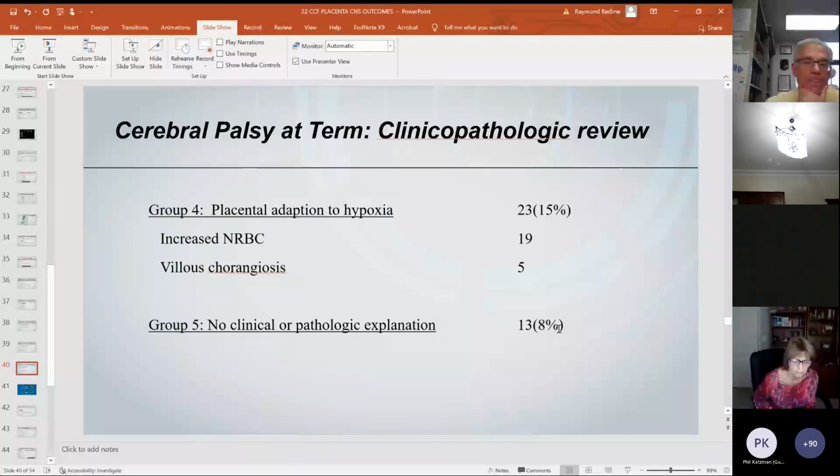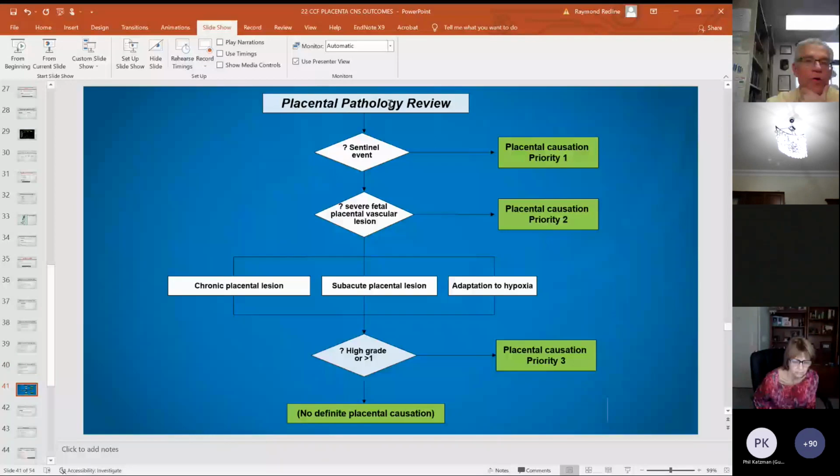And so we combine this into sort of an algorithm when we review placentas for medical, legal, or QA purposes. If we see a sentinel event, we consider that to be first priority for placental causation of injury. When we see a severe fetal placental lesion, that would be second priority as a placental causation. And then this group of lesions here, chronic lesions, subacute lesions, and adaptation to hypoxia, if it's high grade or there's more than one of these, we consider this to be a potential cause, or third priority. And then if none of those things are present, we make a judgment of no definitive placental role in the adverse outcome.